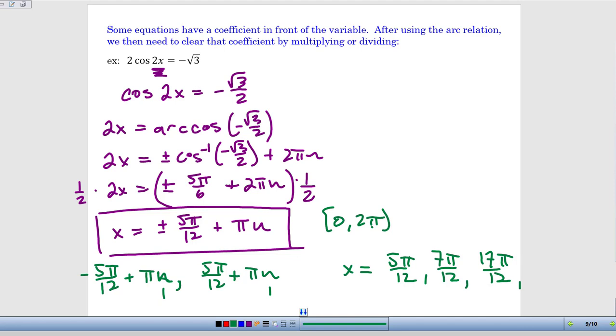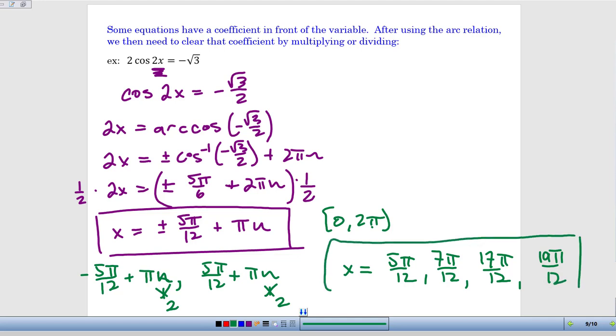Then we can plug in 2 for n into each of these. Clearly the one on the right is going to be too big. If I add a positive number to 2 pi, that's going to be bigger than 2 pi. But if I add negative 5 pi over 12 plus 2 pi, or negative 5 pi over 12 plus 24 pi over 12, I'm going to get 19 pi over 12. So there's our set of 4 values for x that are between 0 and 2 pi.